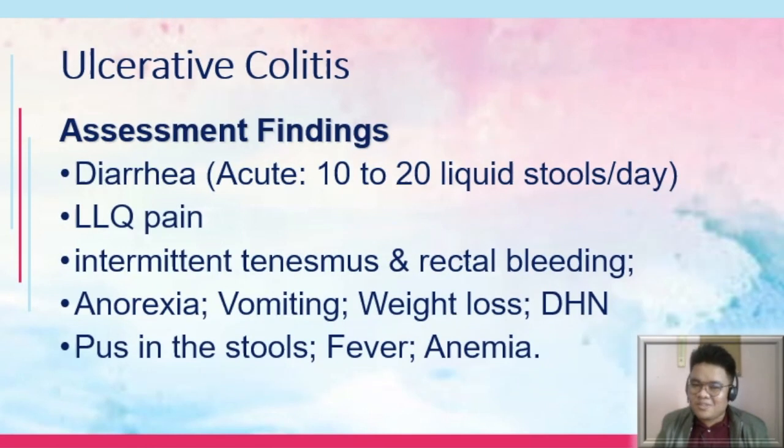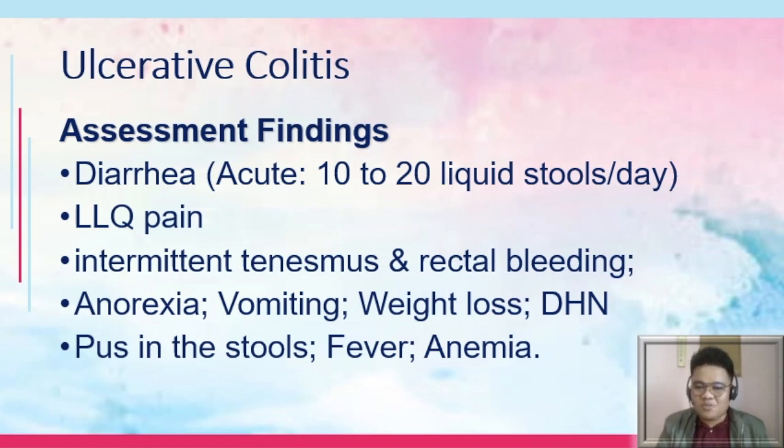So what are our assessment findings for a patient with ulcerative colitis? One, there will be diarrhea. In the acute phase of this disease, the diarrhea may be even 10 to 20 liquid stools per day. Second, there will be left lower quadrant pain. You know the location of your colon already. Third, there will be intermittent tenesmus and rectal bleeding.